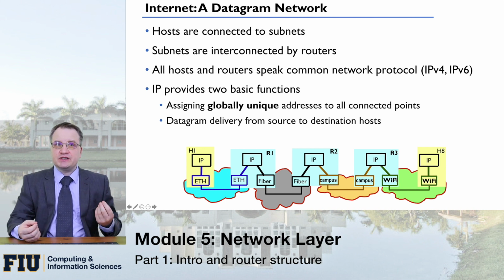As part of the IP protocol, it provides two basic functions. One, it assigns globally unique addresses. One of the requirements is that all hosts on the network, hosts, routers, and everything, have a unique IP address. This address is globally unique for the whole IP network, and our IP network is the internet. And finally, it tries to deliver datagrams from the host to destinations. As you already noticed in the project, the delivery is not guaranteed. Some of the packets are lost, some of them are delivered.